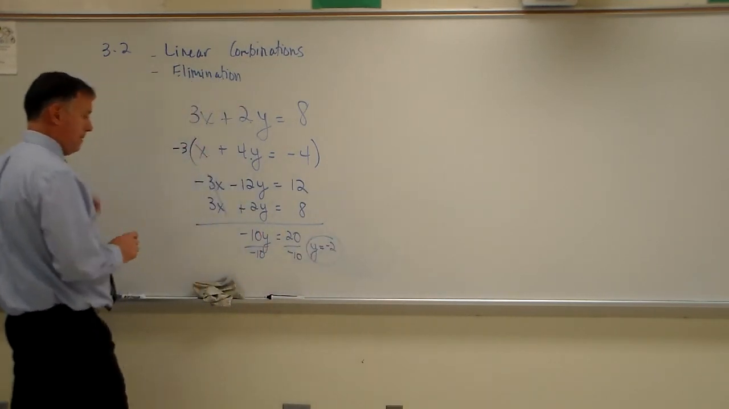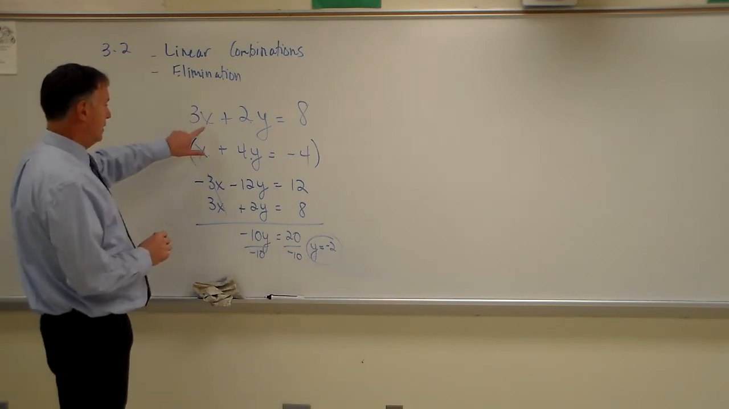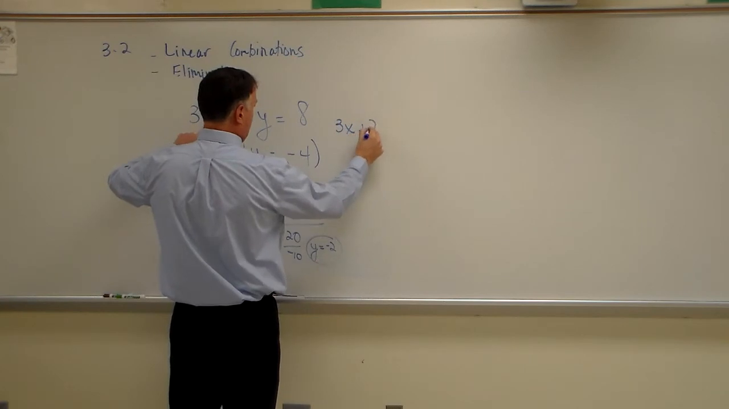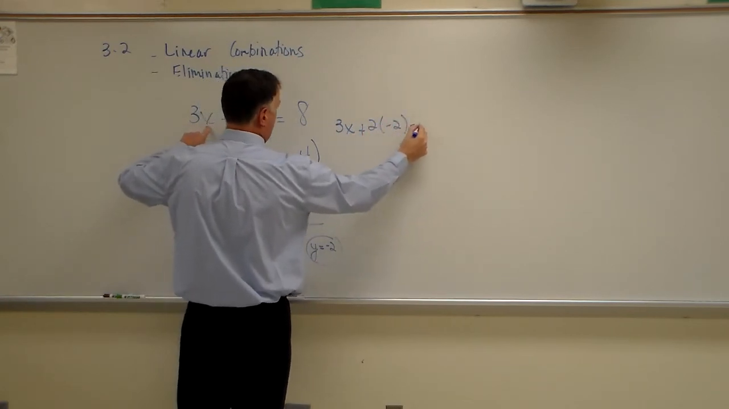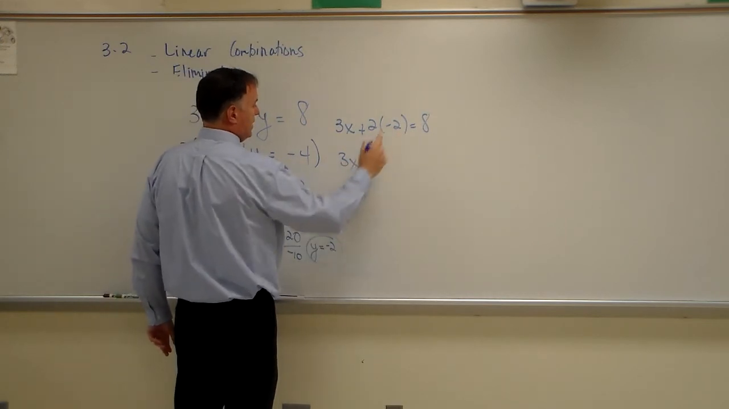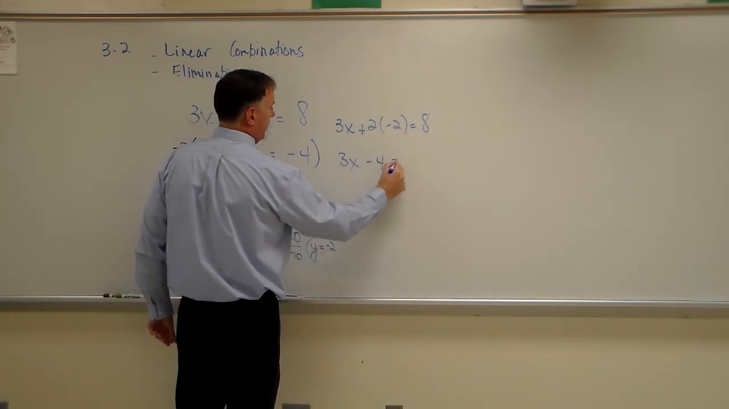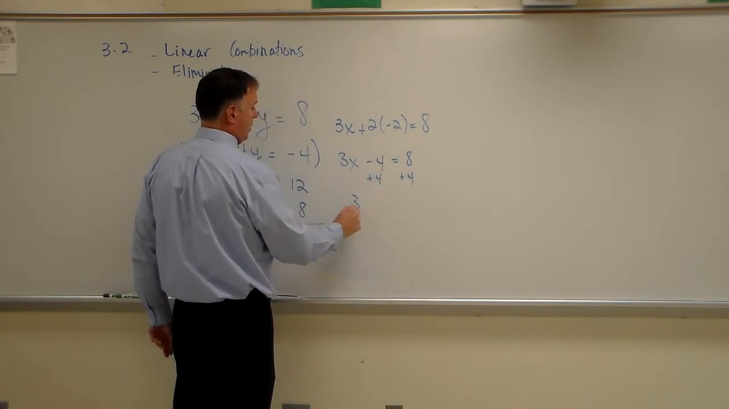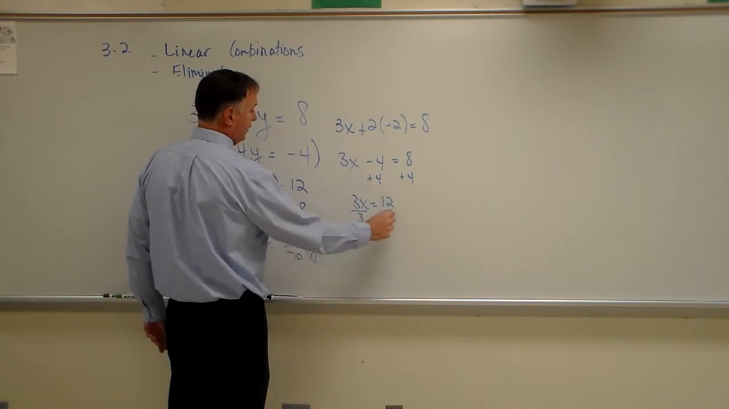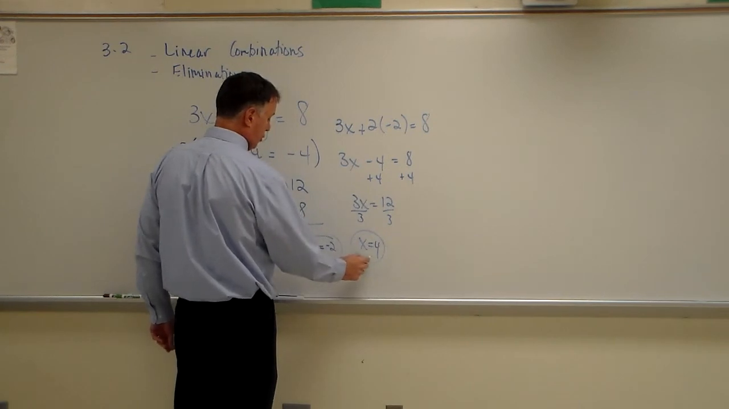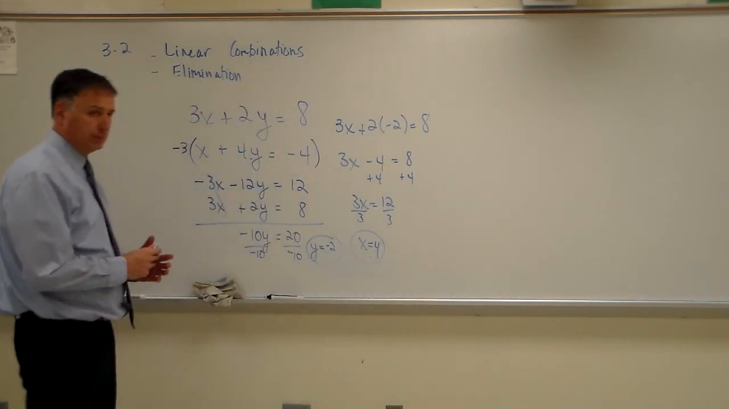So I'm halfway done. I got one answer. Let's find out what the other one is. So 3x plus 2 times negative 2 equals 8. 3x, 2 times negative 2 is a negative 4, equals 8, plus 4, plus 4. 3x is 12. Divide by 3, divide by 3, and x equals 4. So my solution is 4, negative 2. Okay?